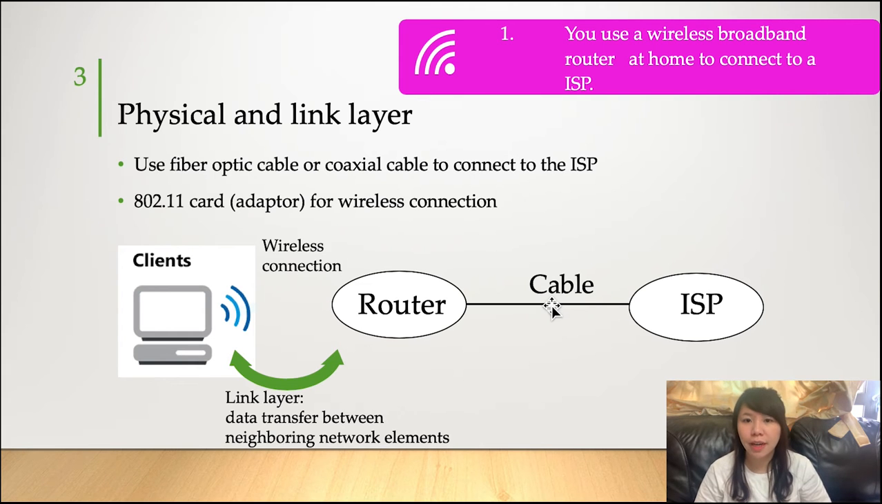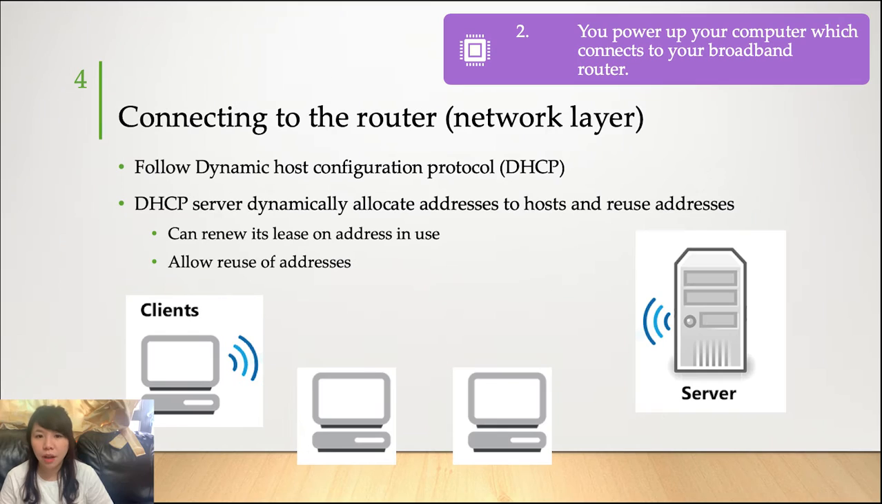In the physical layer, the router is connected to ISP using a fiber optic cable or a coaxial cable. In the link layer, 802.11 card is used for wireless connection between two neighboring network elements, the computer and the router. After the physical connection, the computer is connected to the server in the network layer to get its IP address.